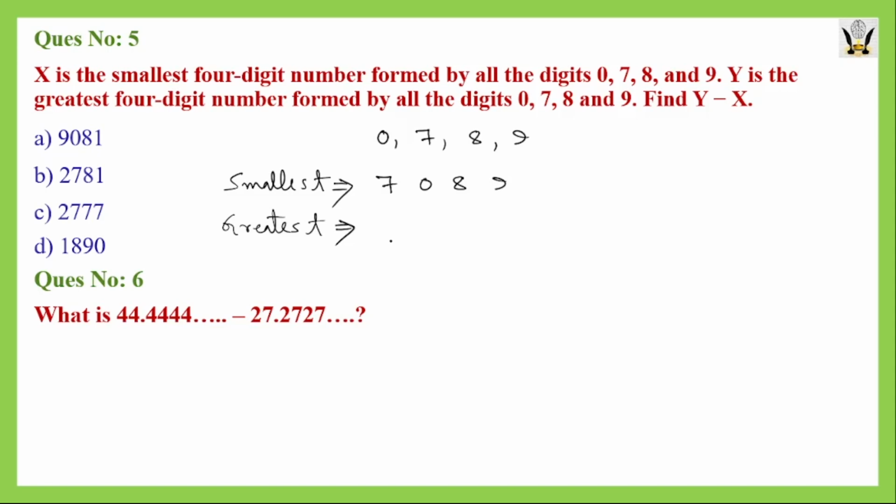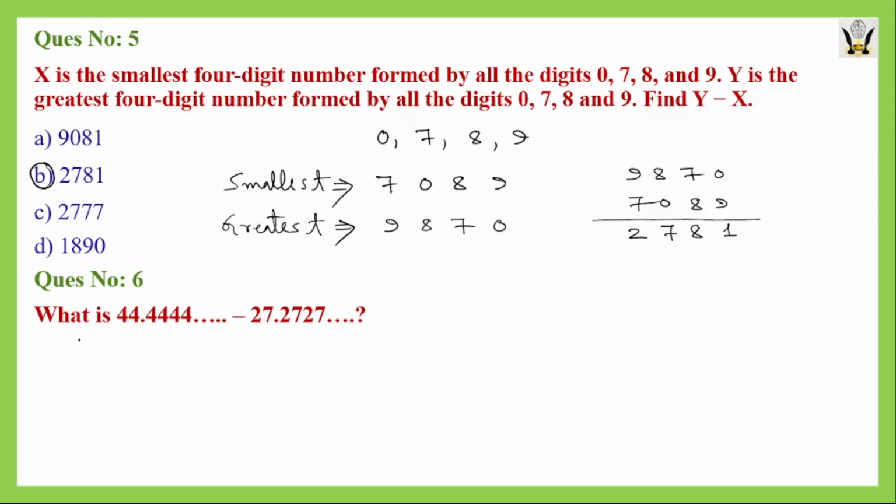And if we want to form the greatest number by taking the same digits, then we have to arrange the digits in descending order. And then if we want to subtract smallest from greatest, the result of the subtraction will be 2781, and that we have in option 2.